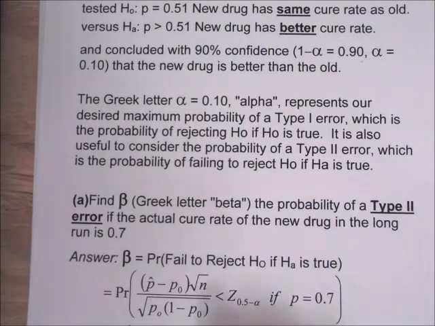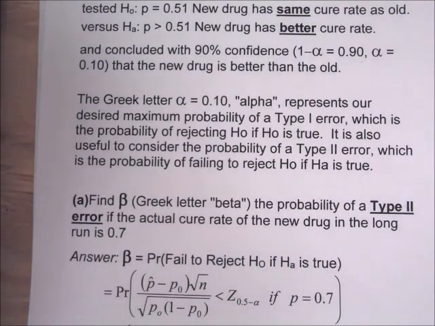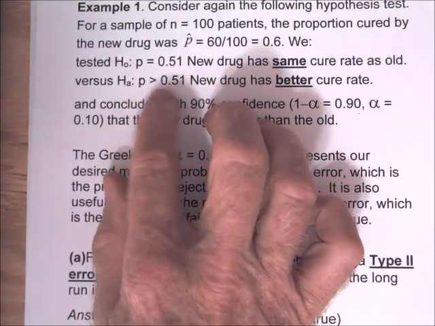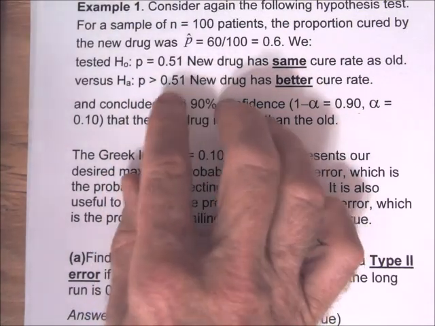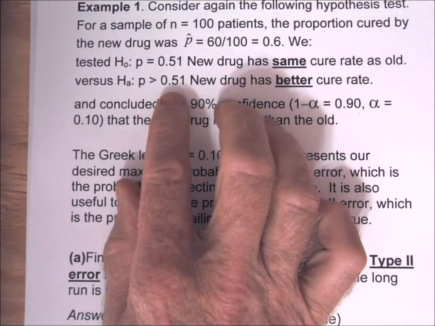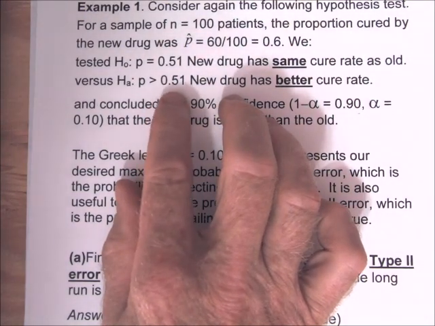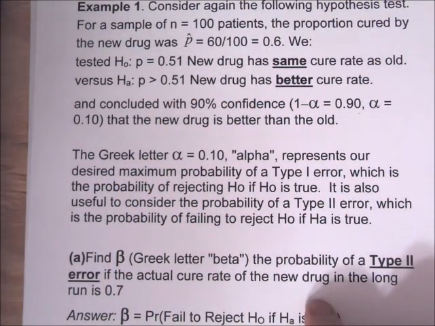So usually in practice it's rare to compute the probability of a type 2 error because we don't have a specific value for p under the alternative hypothesis. In order to compute it, we need to put in a particular number for p. We could pick any number bigger than 0.51 for p and get a different probability of a type 2 error.